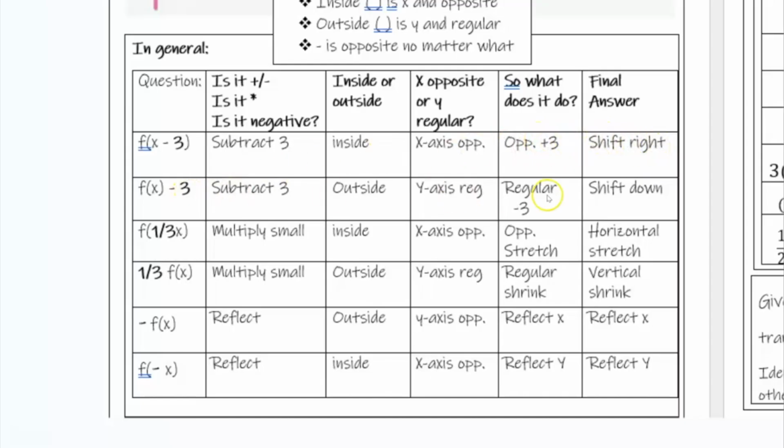Okay, so I'm just going to go through a few of these to make sure you're okay. Is this -3 inside or outside? Is it inside the parentheses or outside the parentheses? So right now I have subtract 3. It is outside the parentheses, which means outside is y and regular. So that means it's my y-axis and what you think. So think of your y-axis. Your axis is going up and down. -3 regular will take it down.